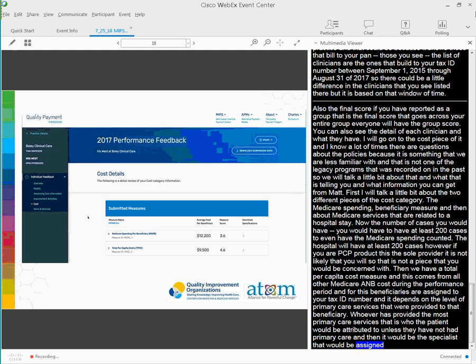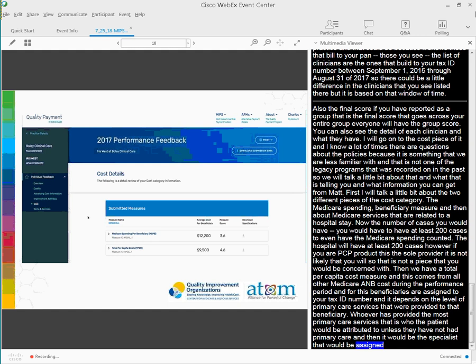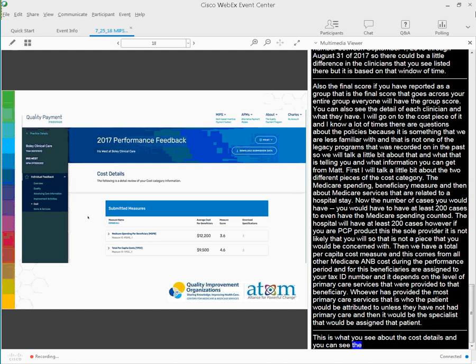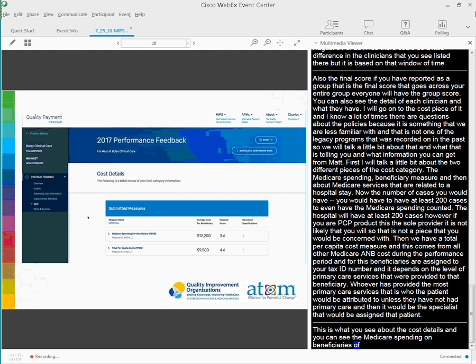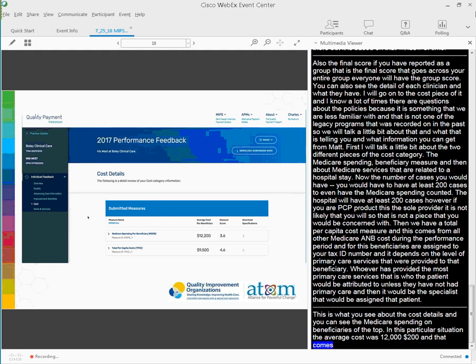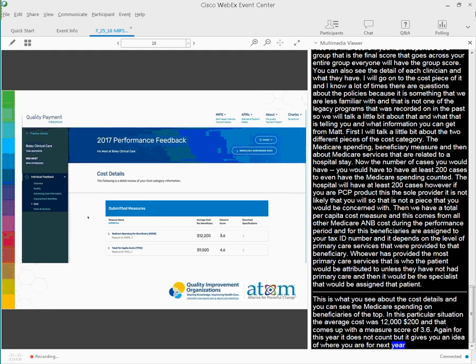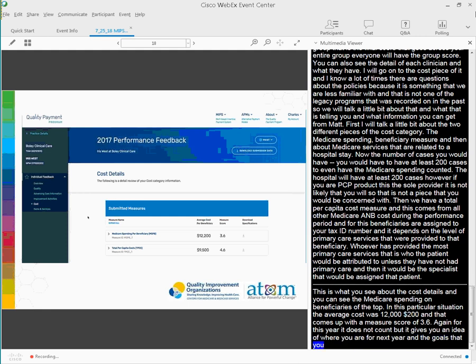And so this is what you see about the cost details, and you can see the Medicare spending per beneficiary at the top. In this particular situation, the average cost was $12,200, and based on the benchmark, that comes up with a measure score of 3.6. Again, for this year, it does not count, but it gives you an idea of where you are for next year and the goals that you can put forth for your practice. And then the total per capita for this one is 9,500.